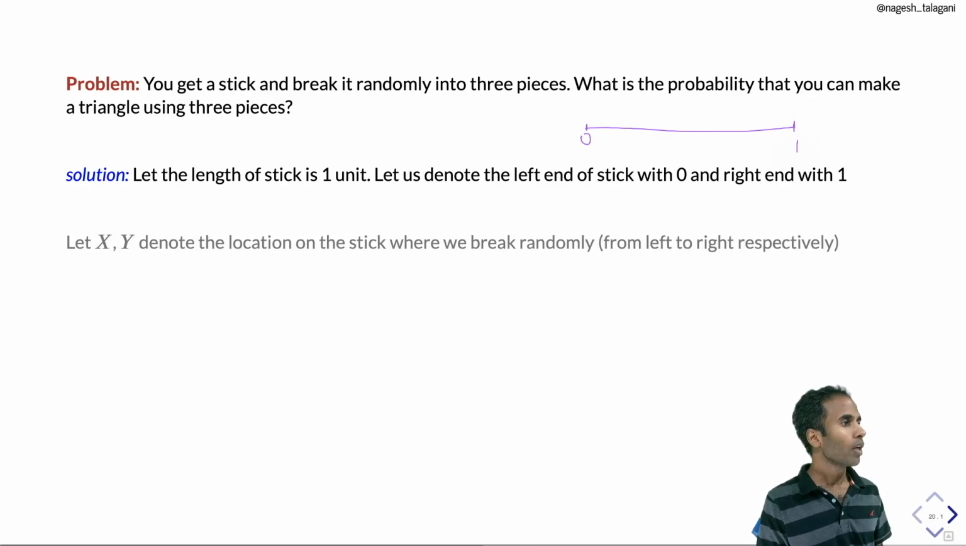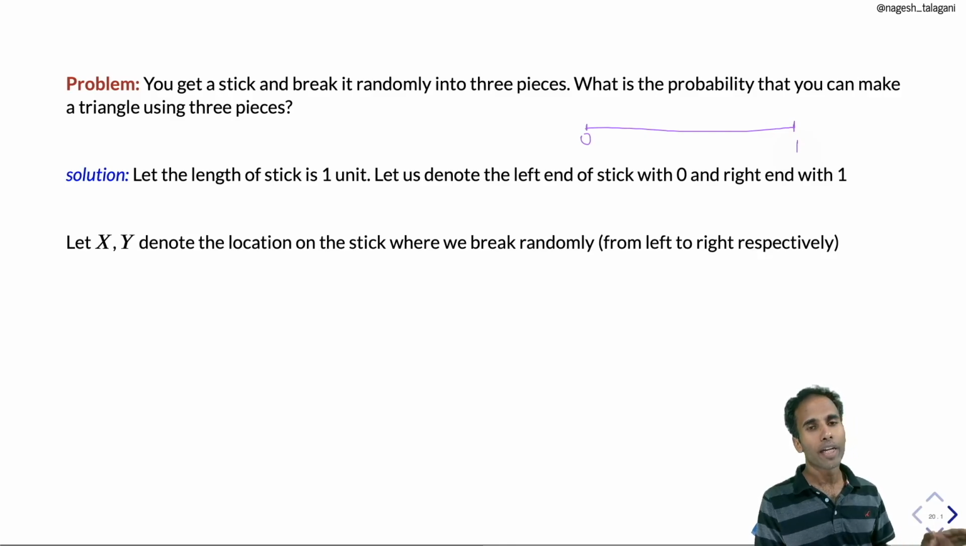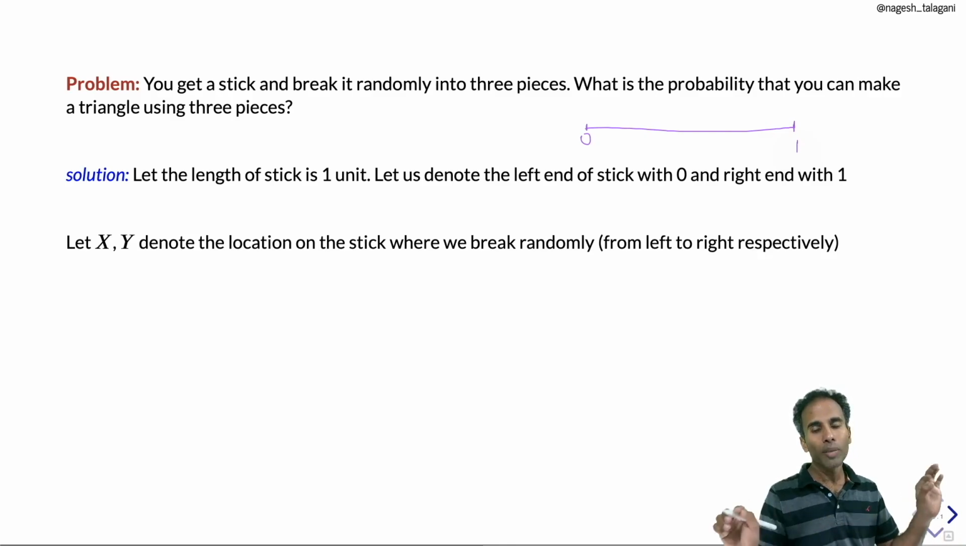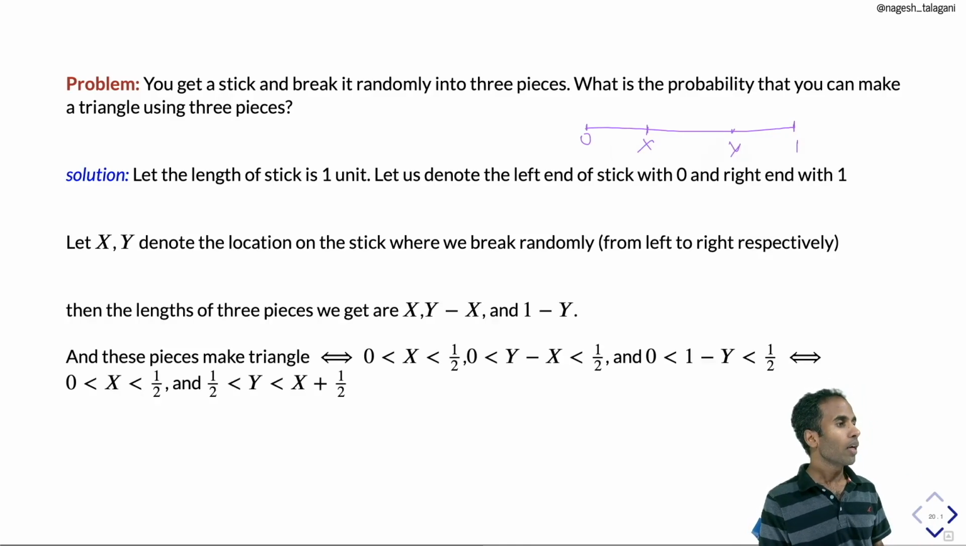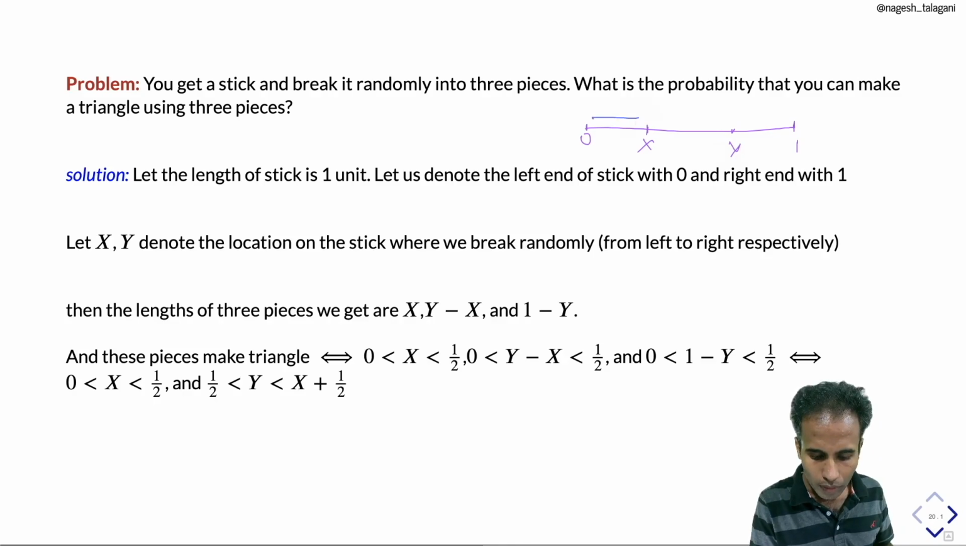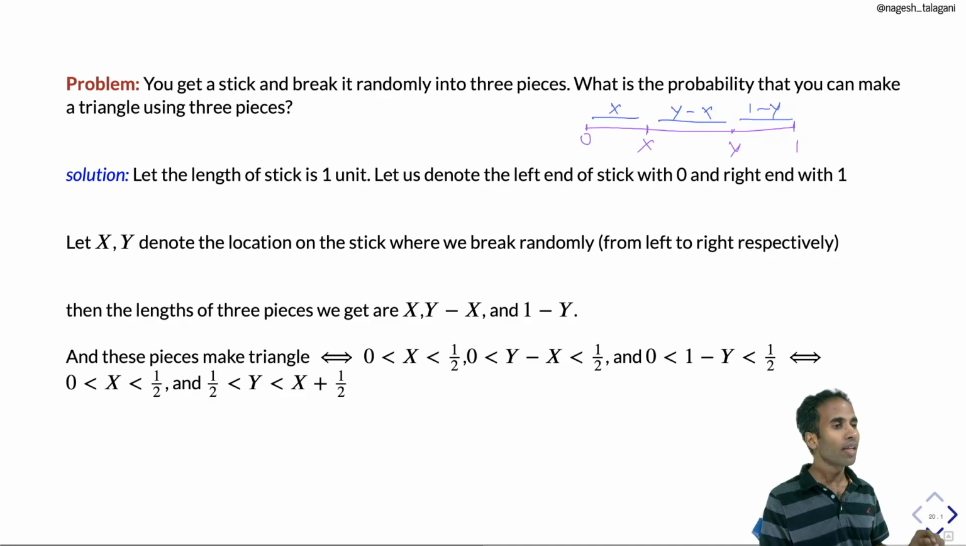Okay, now let x and y denote the locations on the stick where we break it randomly. To make three pieces, we need to select two locations on the stick. Let us say this is x, this is y. Now the lengths of the three pieces that we can get are x, y minus x, and 1 minus y. These are the lengths of the three pieces that we can get.